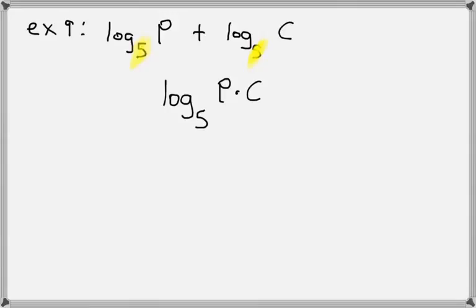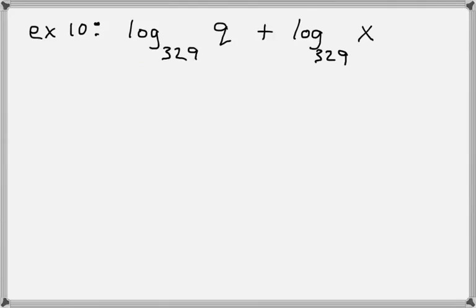Let's look at one last example. Here we have log base 329 of q plus log base 329 of x. Again, our first step is to check and make sure that our base is the same. In this problem, it is. They're both 329, so we can use the product property to combine this into a single log base 329 of the q times the x, and that would be our final answer.